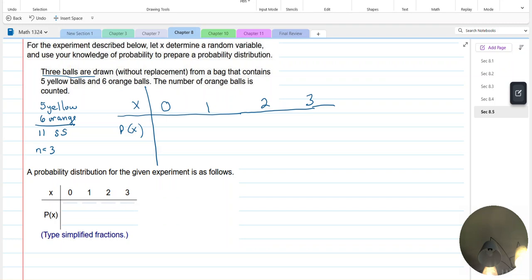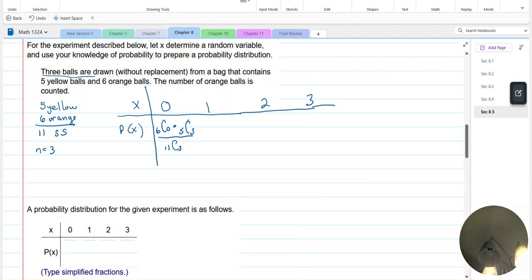So if we want 0 of the oranges, then we're going to have 6 choose 0 times, and then we want the yellow, 5 choose 3, all divided by the total, 11 choose 3 for the probability, because this one is not talking about individual percentages. We have to calculate those individual percentages.